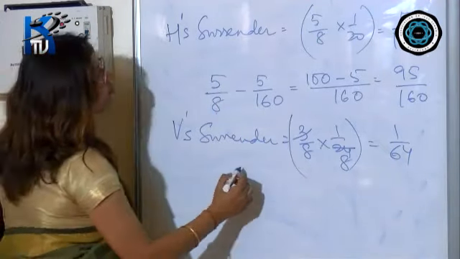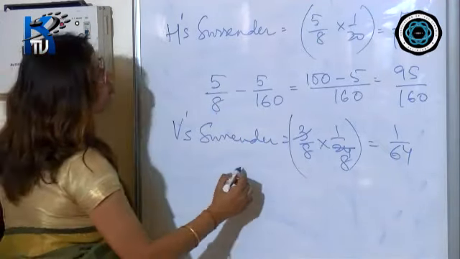Let us see what this comes out to be. The LCM will be 64. 8 8s are 64. 8 3s are 24. Minus 1. So this comes out to be 23/64. So this is the new share of Homi, and this is the new share of Vikram.